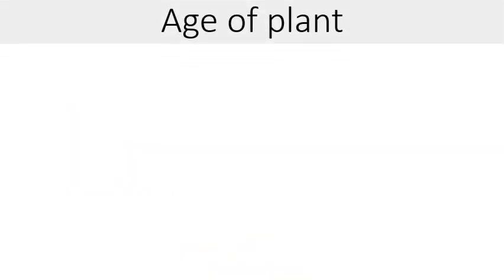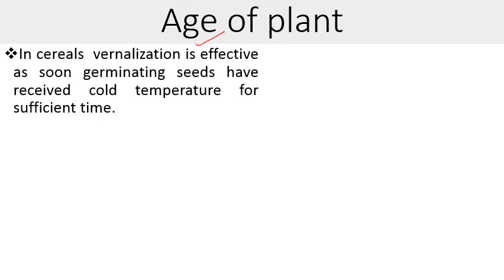Next factor is age of plant. In cereals, vernalization is effective as soon as germinating seeds have received the cold treatment. So cereals में germinating seeds हैं, अगर उन्हें cold treatment मिलती है, so they will show the effect of this vernalization, and the time period for this cold temperature should be sufficient.